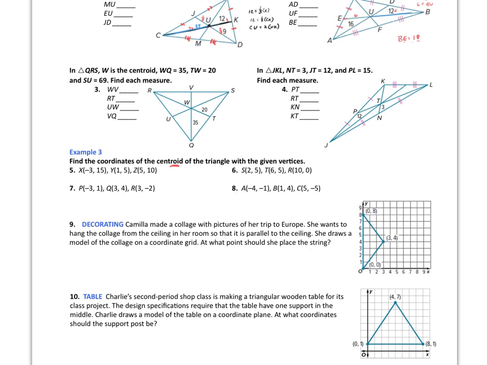If I look at number 9, what point should she place the string? Well, what are they talking about here? Camilla made a collage with pictures of her trip in Europe, and she wants to hang the collage from the ceiling in her room so that it is parallel to the ceiling. She draws a model of the collage on the coordinate grid. At what point should she place the string?